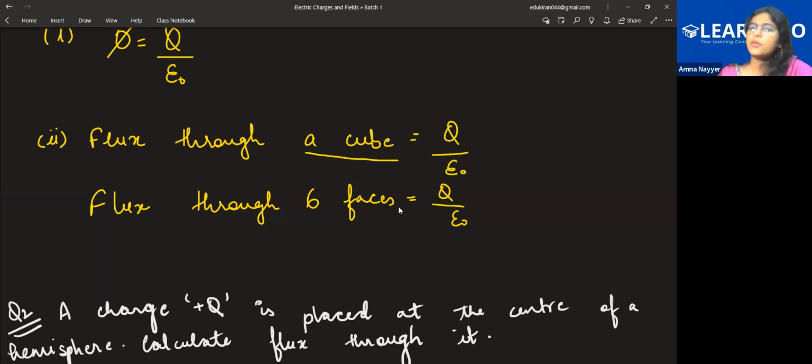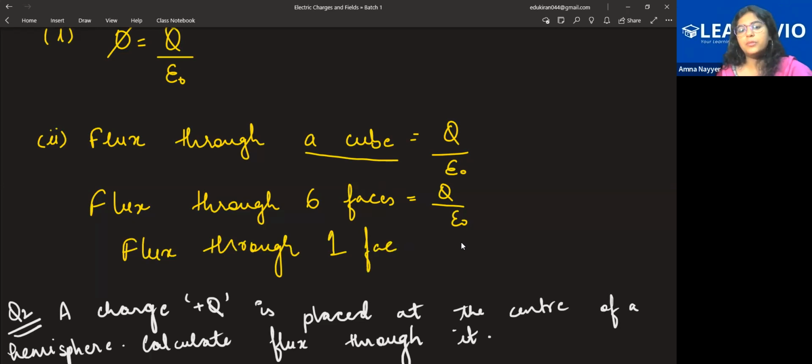Now, what is the question? Question says flux through one face. Flux through one face would be Q by 6 epsilon naught. And this is the answer. Tell me, class, is this question clear to all of you?